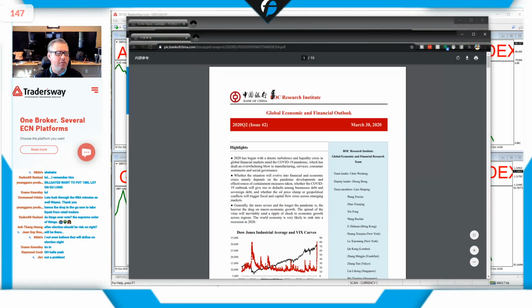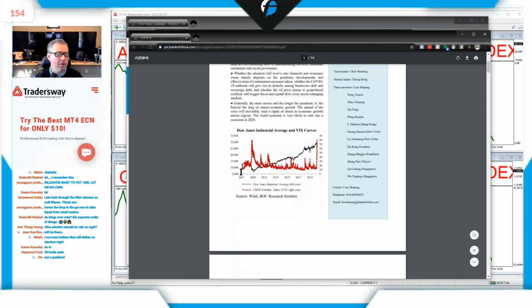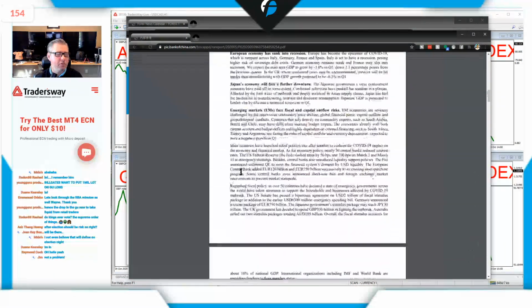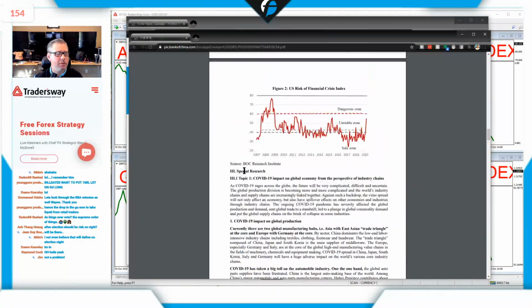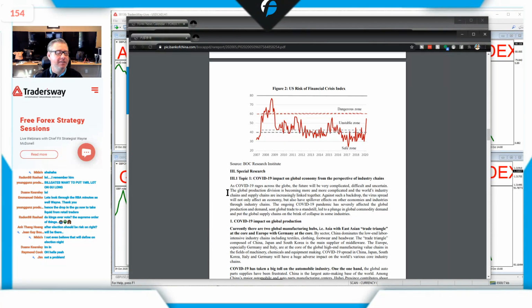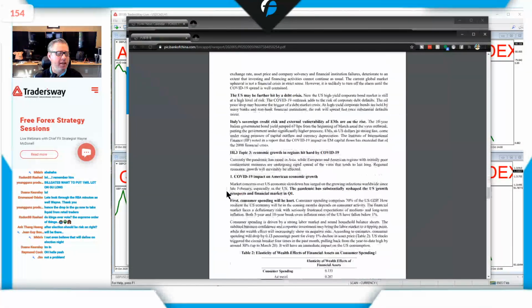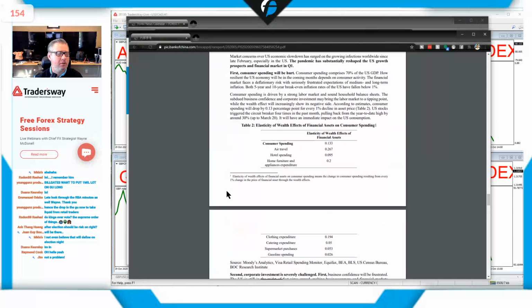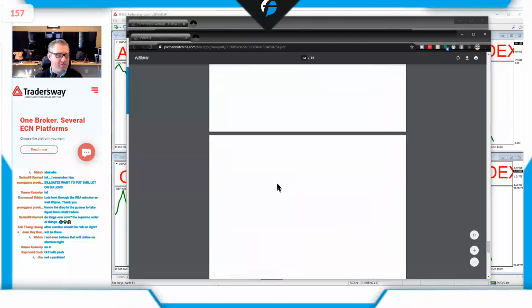Look at this. The Bank of China's research on global economic and financial outlook. See all these pretty colors? Tables and charts and stuff. Danger zone! To the danger zone. Elasticity of wealth effects on financial assets. Oh my God, that sounds so much like school.